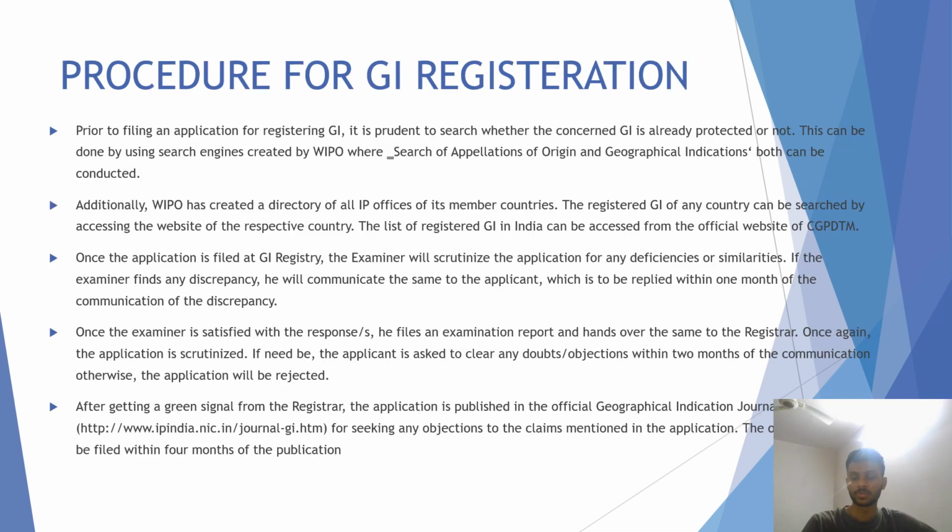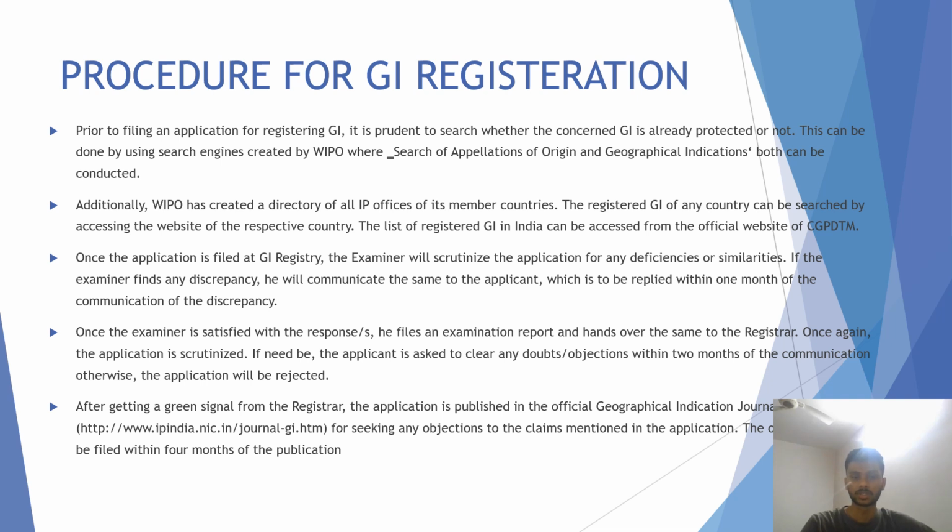Coming on to the next topic, which is going to be the procedure for geographical indication registration. Prior to filing an application for registering a geographical indication, it is prudent to search whether the concerned GI is already protected or not. This can be done by using search engines created by WIPO, where a search of appellations of origin and geographical indications both can be conducted.